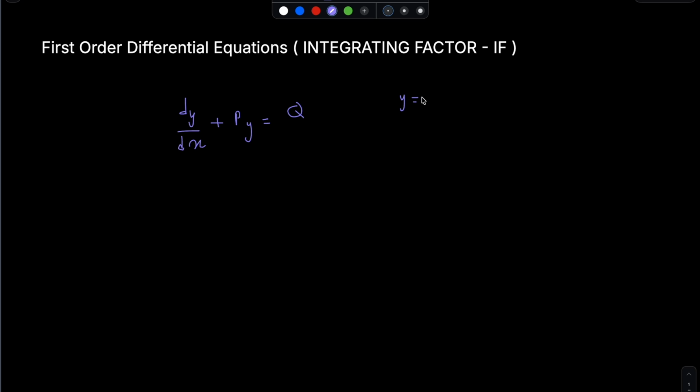The P and Q are not constants but rather functions in terms of x. So P will be a function in terms of x, such that it's P of x. I've simplified it here in the general expression, and Q will also be a function of x.